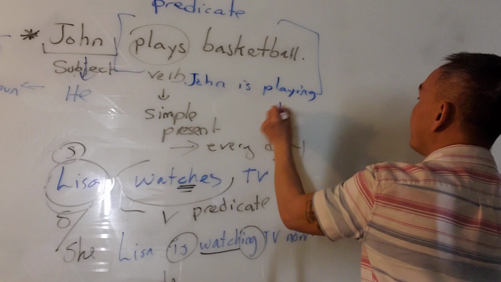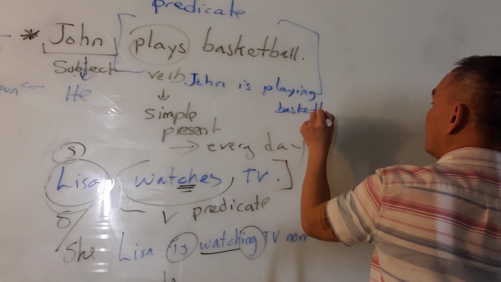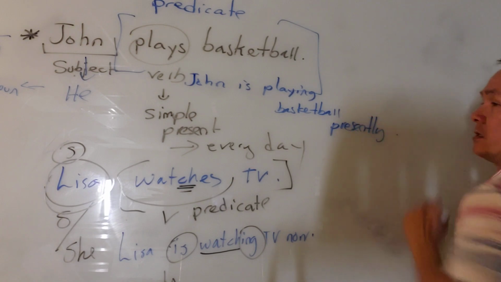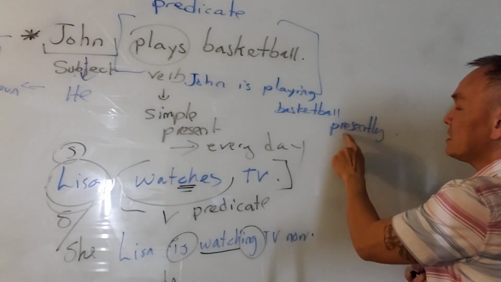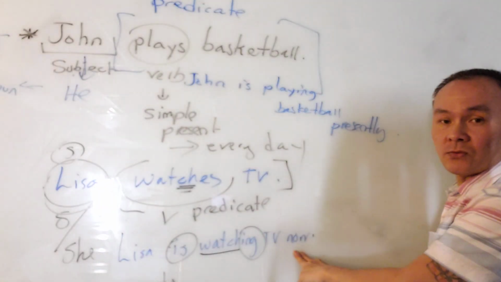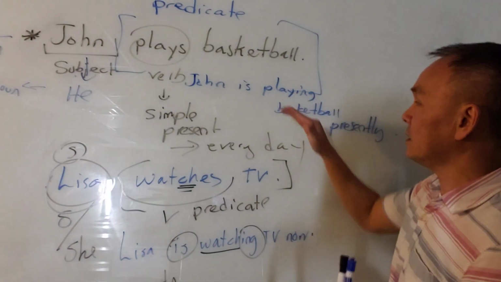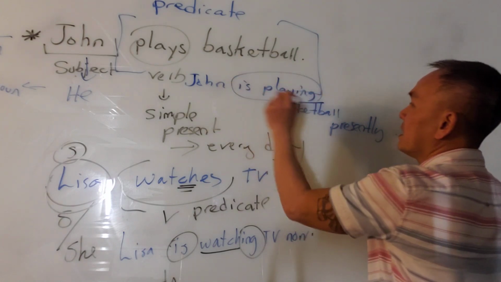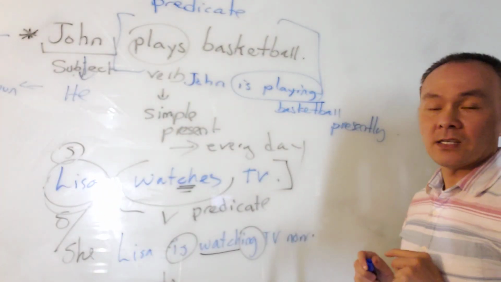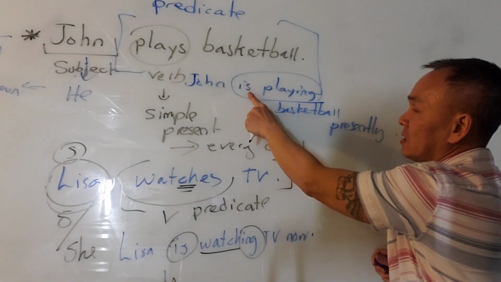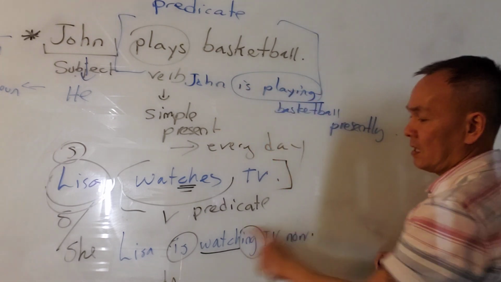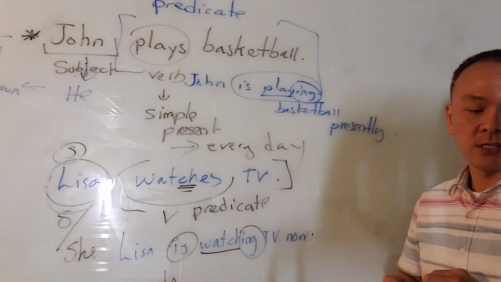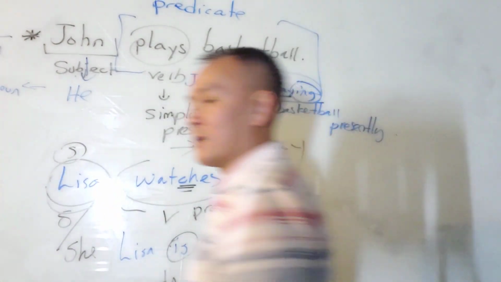If we change to right now, then we say John is playing basketball presently. Presently is the same thing as now. In this sentence, the subject is John, and the verbs are is playing. So you have to be, he or she is, and then you need the verb play and ing. So this is called present progressive.